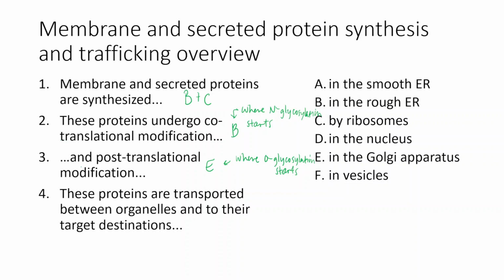All right, so that brings us to number 4. So these proteins are transported between organelles and to their target destinations in which one of these? Yeah, in vesicles. And so I'll ask you the same question I asked about the lipids. So vesicles are little tiny membrane bilayers that have a hydrophilic inside and hydrophobic membrane area. So if we have a protein that is an integral membrane protein, where would that be in the vesicle?